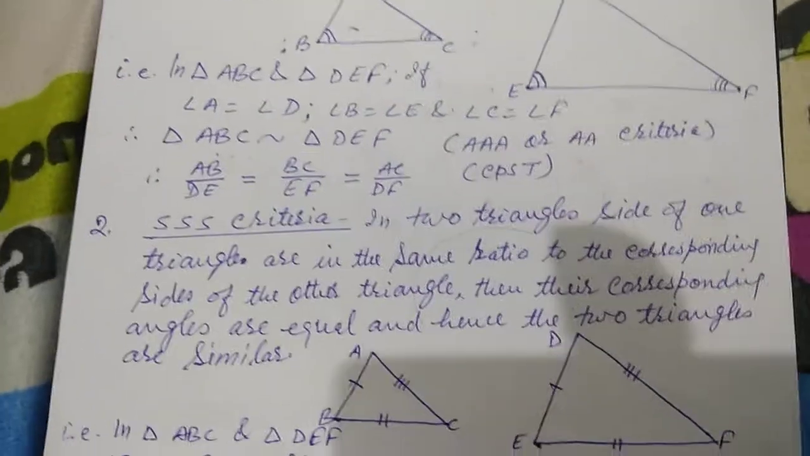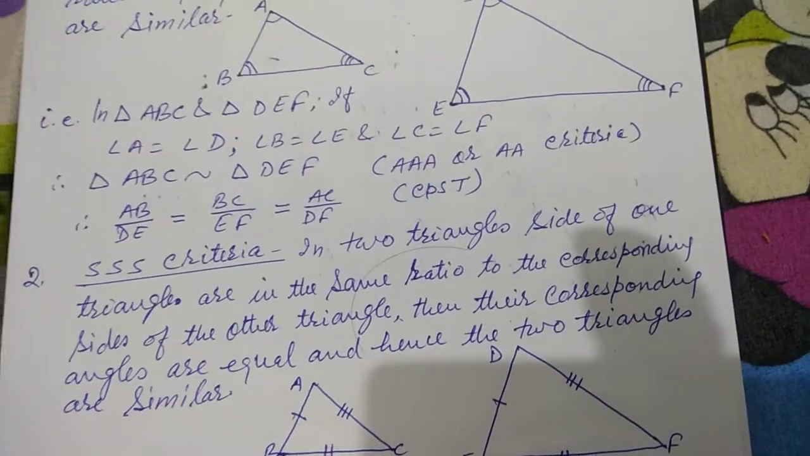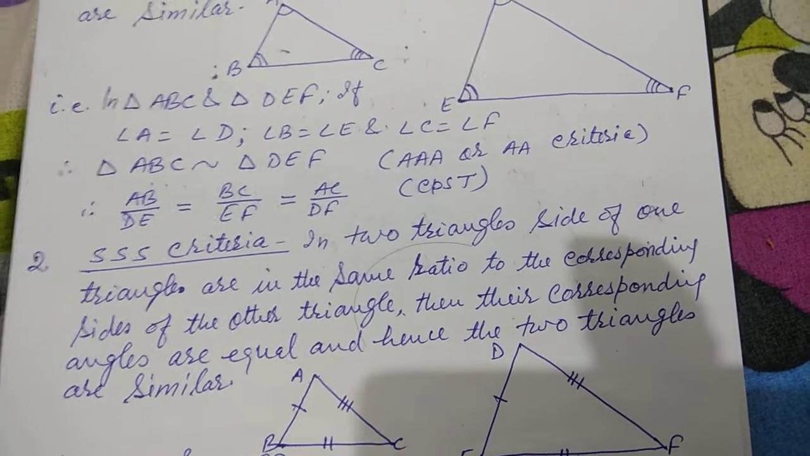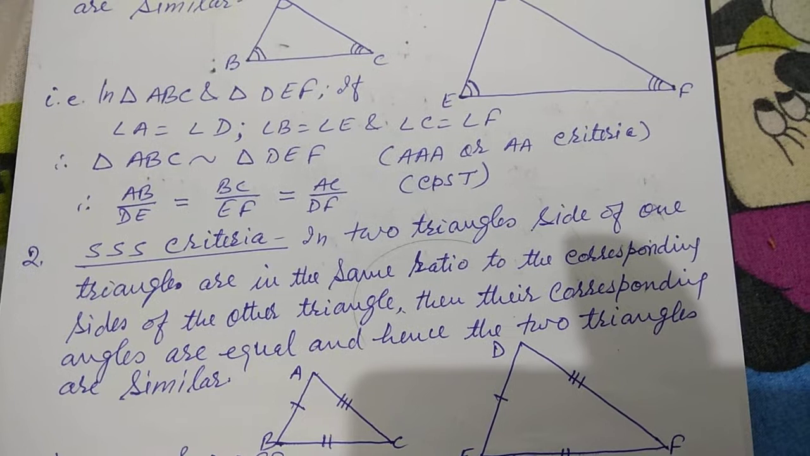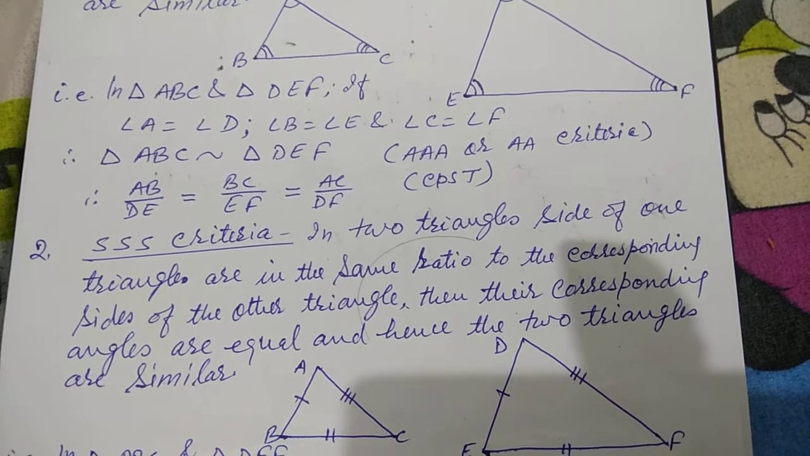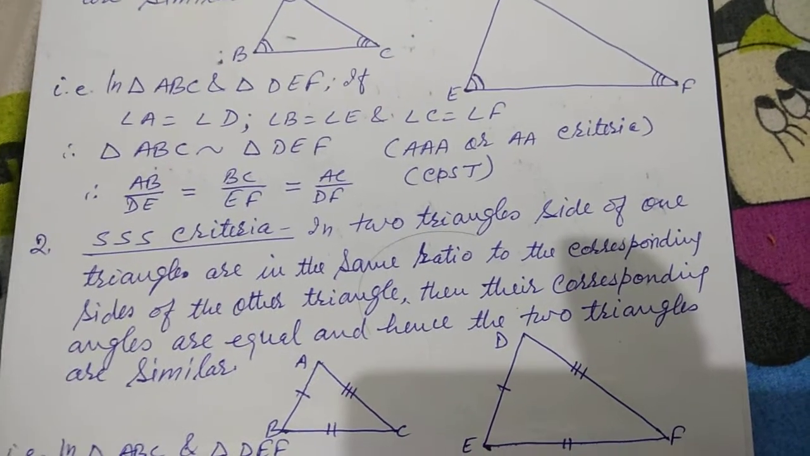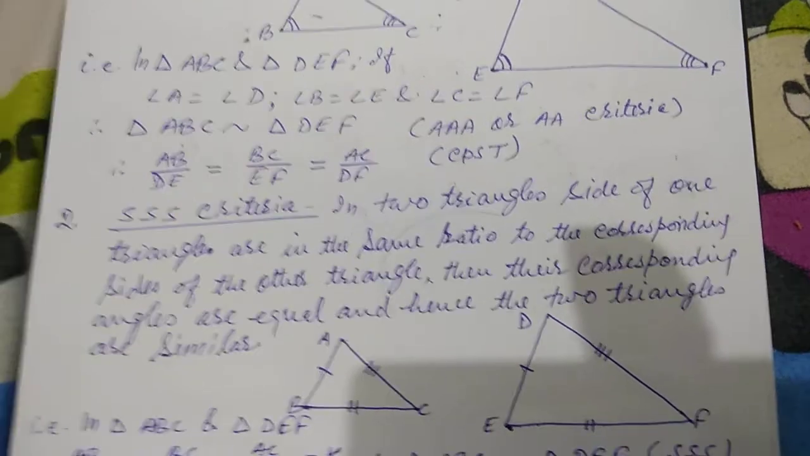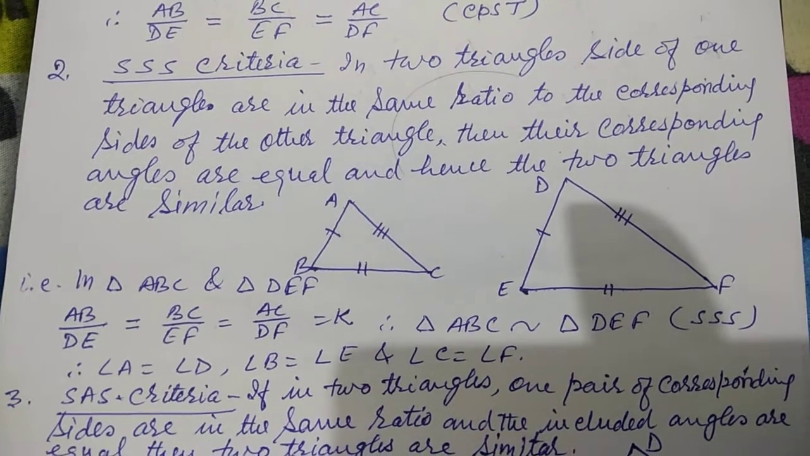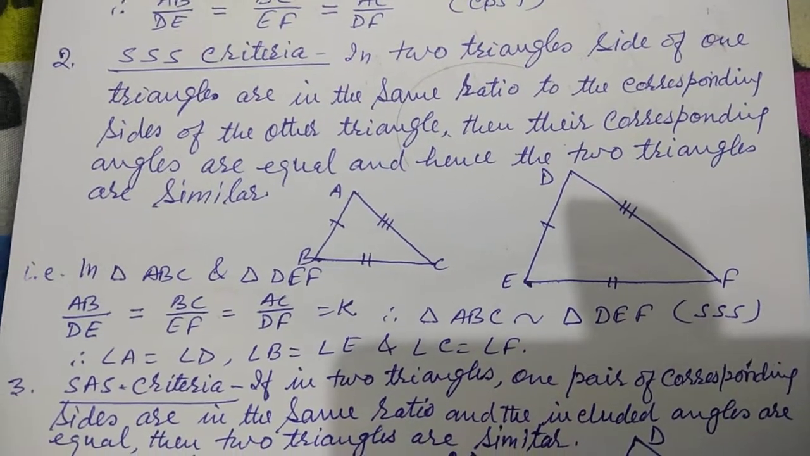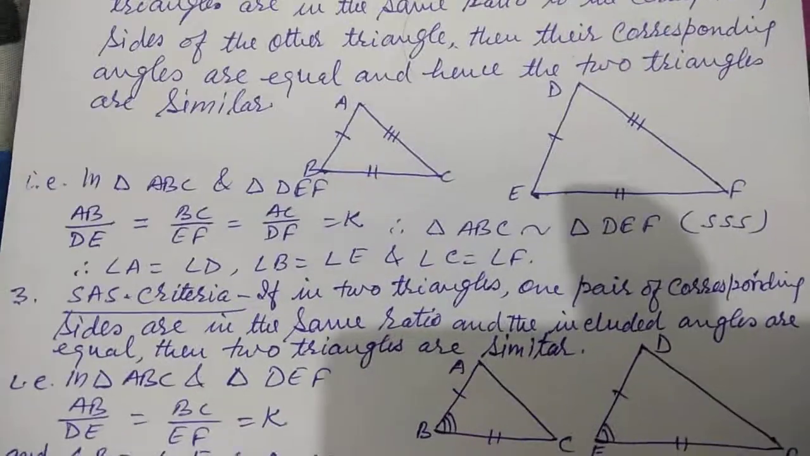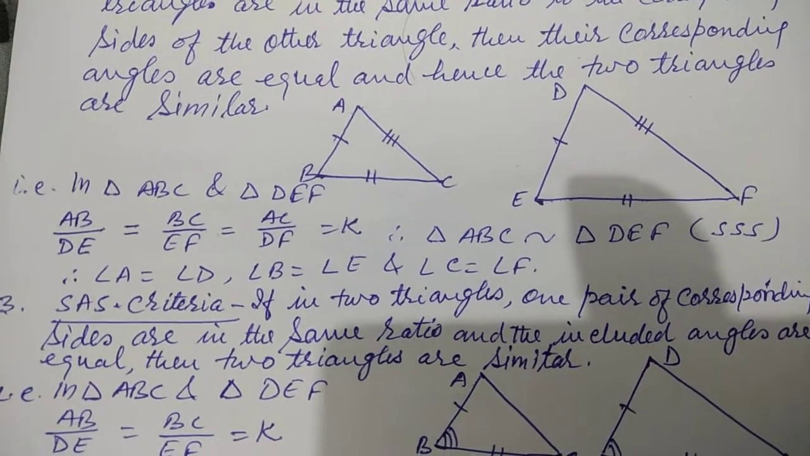Next criteria is SSS criteria. SSS criteria is: if in two triangles, sides of one triangle are in the same ratio to the corresponding sides of the other triangle, then their corresponding angles will be equal, and hence the two triangles are said to be similar. Let us suppose in these two triangles, triangle ABC and triangle DEF, AB upon DE is equal to BC upon EF is equal to AC upon DF, let it be equal to K.